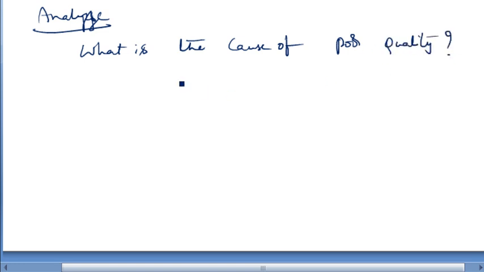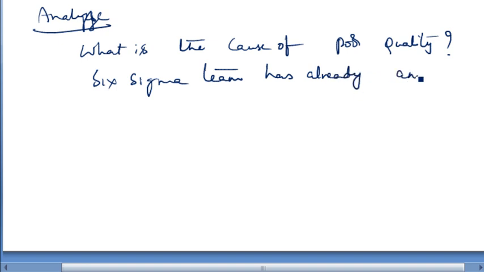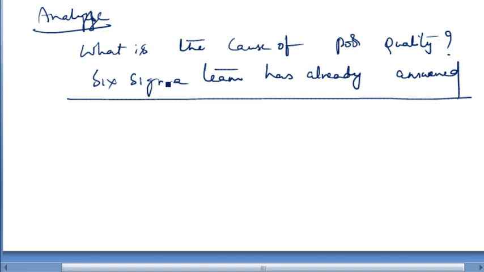So what is it that we are going to analyze? Very simple. What is the cause of poor quality? What is the reason for poor quality? So if at all you're going to focus on quality, what's going to happen? For that also, the Six Sigma team has already given us the answer, isn't it? The Six Sigma team has already answered those things. And that has been given in the question, isn't it? Let's look at the answers.